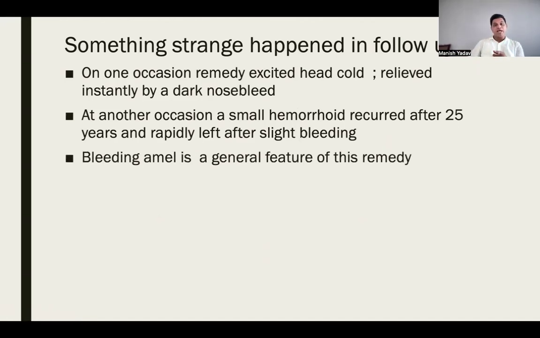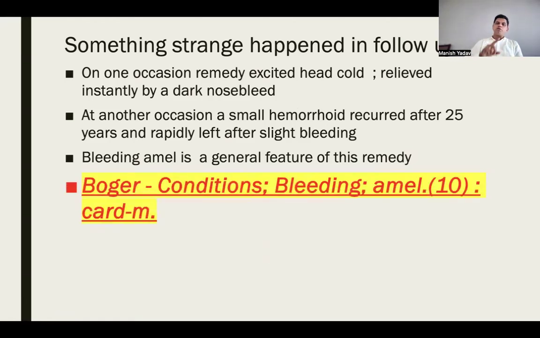So bleeding ameliorates is actually a general feature of this remedy. Yeah. When you read Cardus Marianus, it is written bleeding ameliorates because it works. One of the areas is portal circulation. So see how the body also reacts. Now you don't have to give a remedy for this. He got head cold, nosebleed happened, he got better. Body takes care of it. Not all the time you have to prescribe. Hemorrhoid old symptom came, it bled, and then he got better. So when retrospectively you see the condition bleeding ameliorates, there are only 10 remedies, and one of them is Cardus Marianus. That's so nice of it.